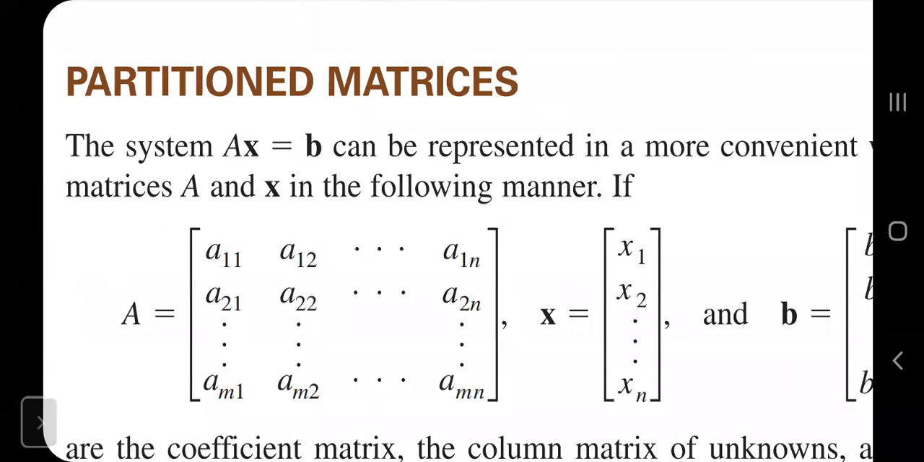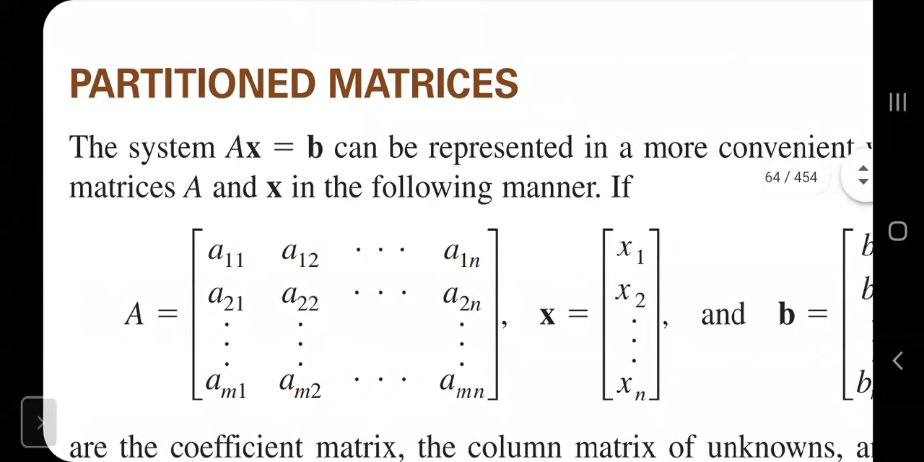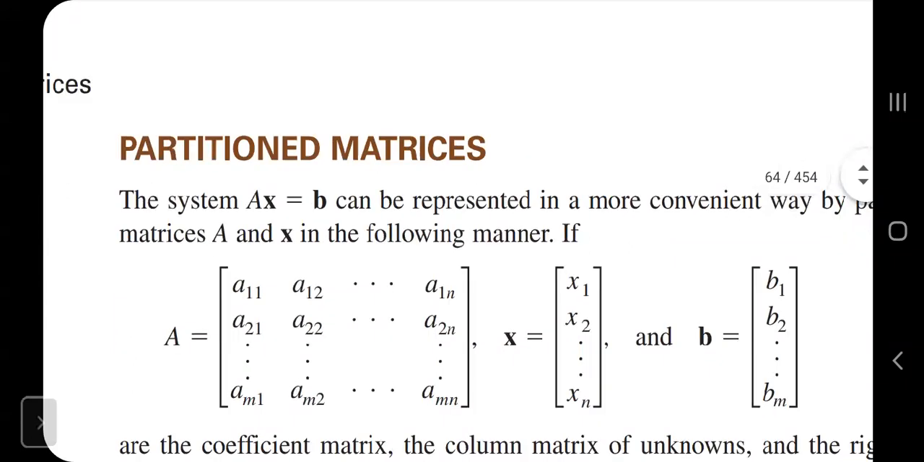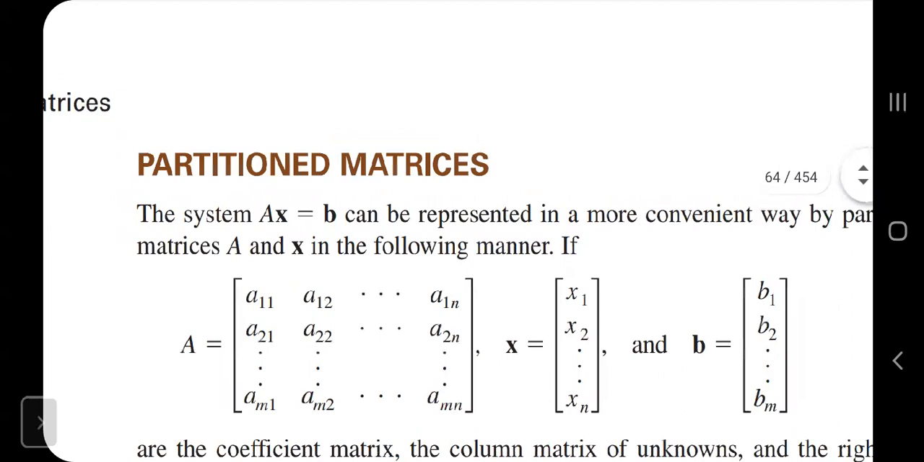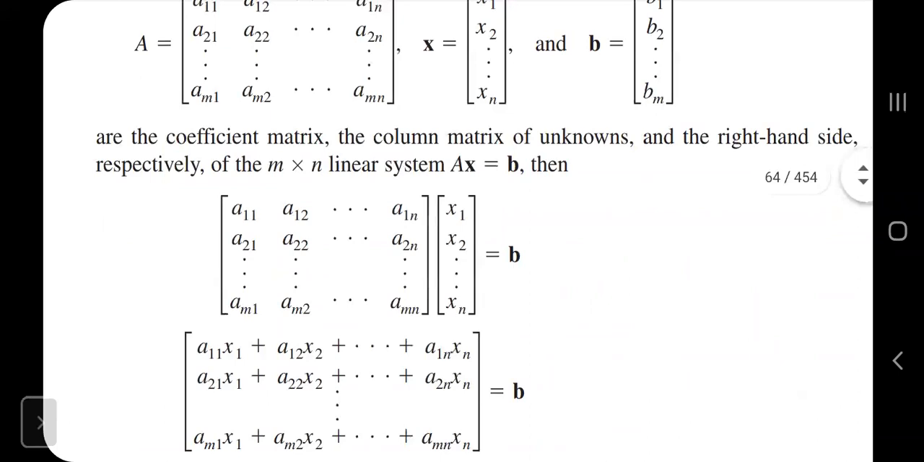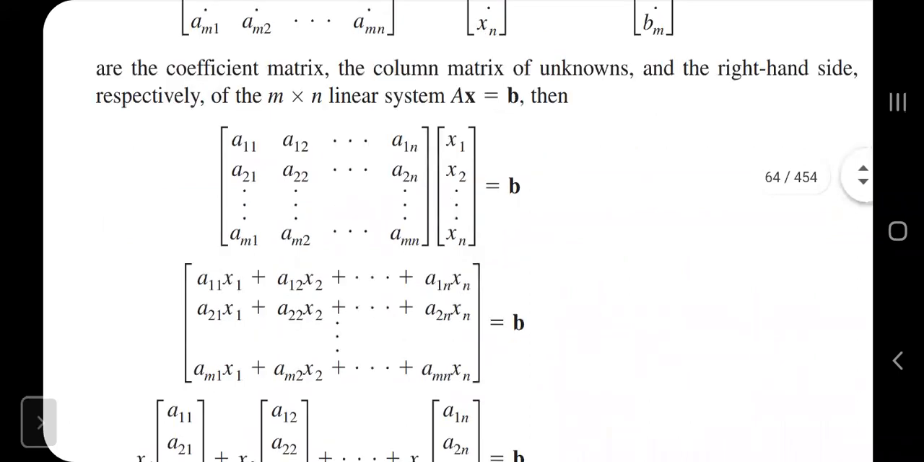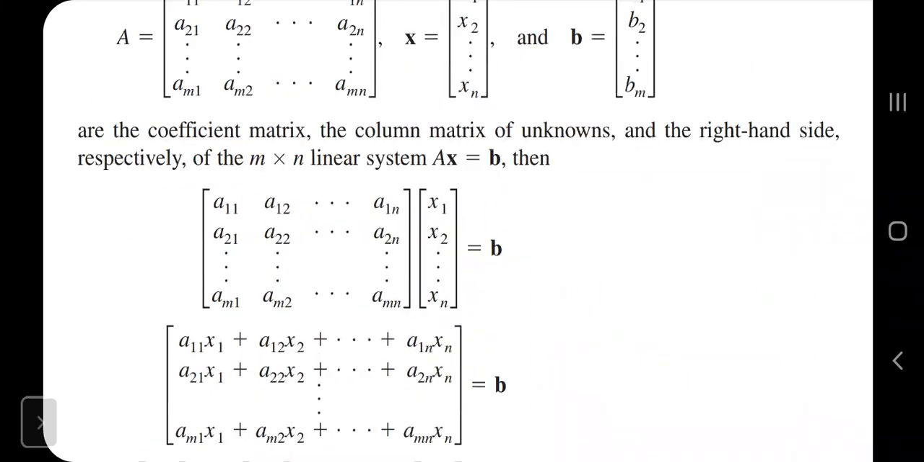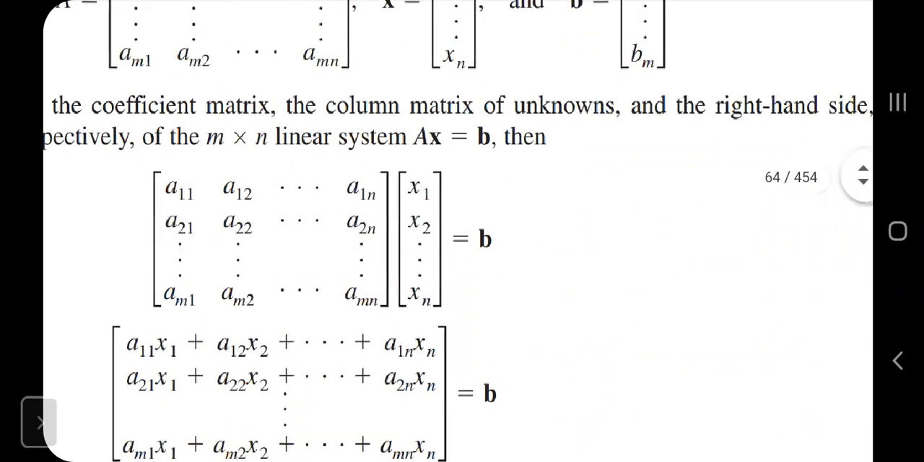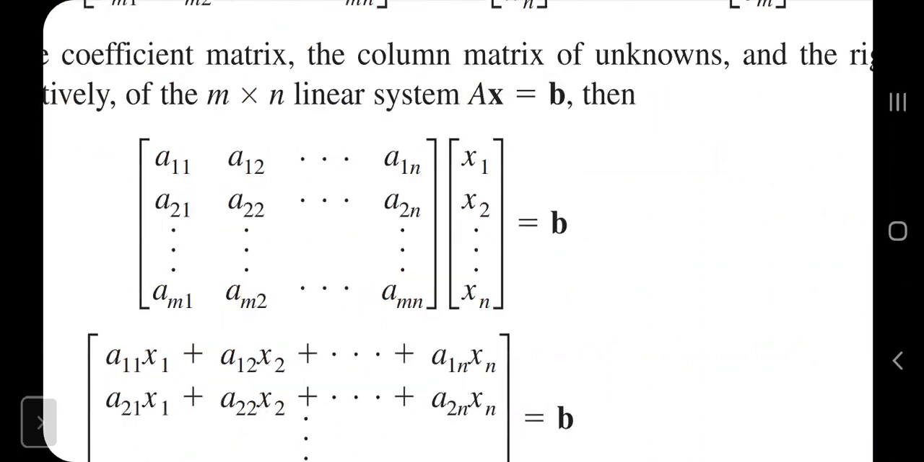Sometimes we represent matrices in a different way. So I have the system AX equals B. If I multiply A times X, the entry on top is going to be A11 X1 plus A12 X2 plus ... plus A1n Xn, and we kind of get that whole dot product thing. That's going to be up on top. And I'm just going to leave it as a big thing.